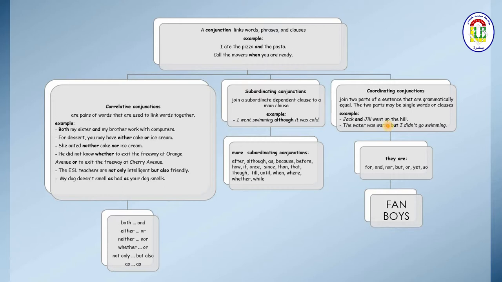And we have also, as I said, compound complex. Compound complex is a mixture of a main clause, a dependent clause, or two dependent clauses.